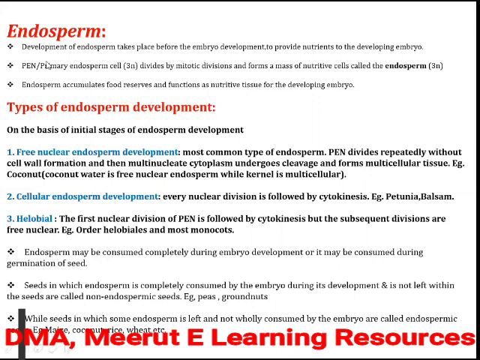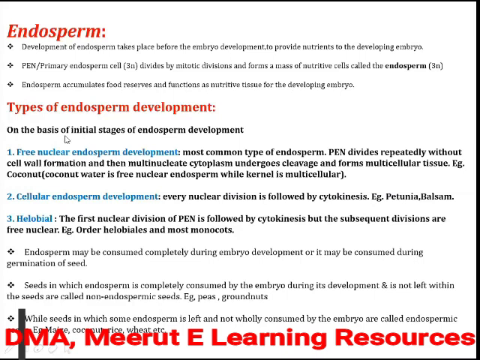So here you can see that the primary endosperm cell, which is formed by triple fusion, undergoes mitotic cell divisions and nutritive cells are formed. A mass of nutritive cells is formed, which we call endosperm. Endosperm accumulates food reserves and functions as nutritive tissue for the developing embryo, because it provides nutrients to the developing embryo. So it behaves as nutritive tissue.